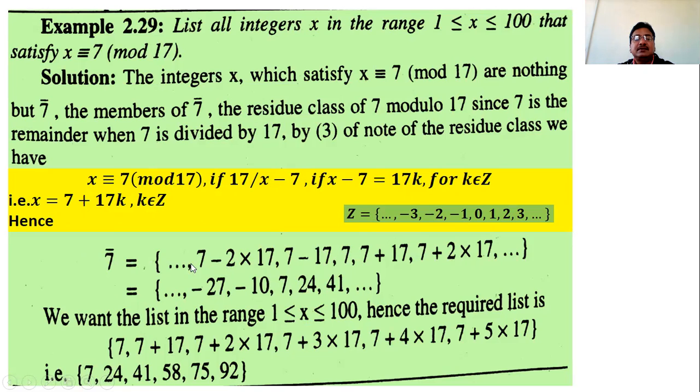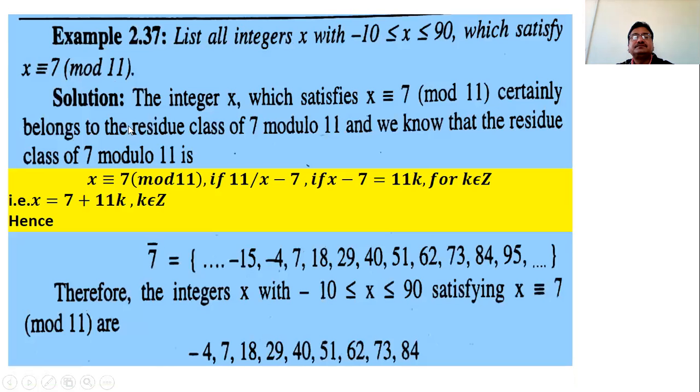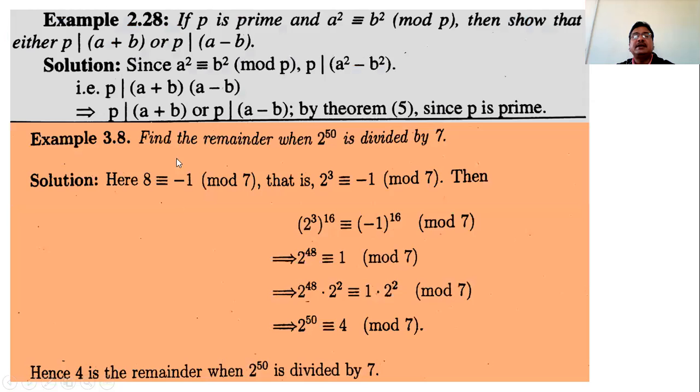These are the elements of 7 bar: minus 27, minus 10, and the elements that lie in the range 1 to 100 are what? 7, 24, then 41, then the next elements 58, 75, 92. These are the elements that lie in the range 1 to 100 and satisfy the relation x is congruent to 7 modulo 17. So both the problems are of the same type.